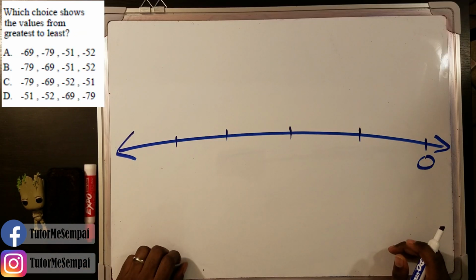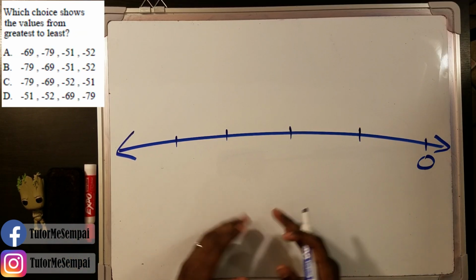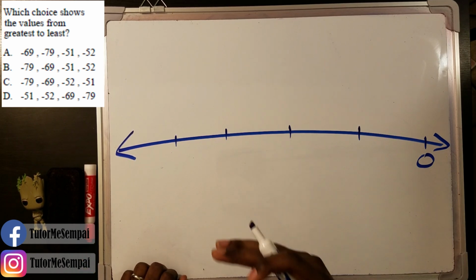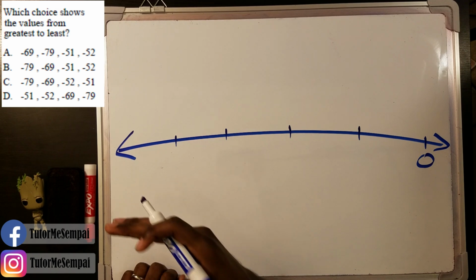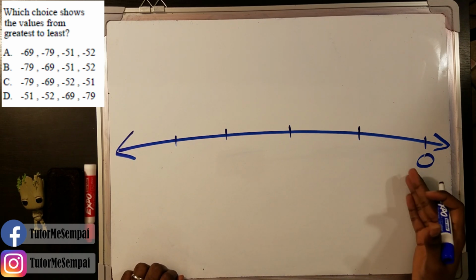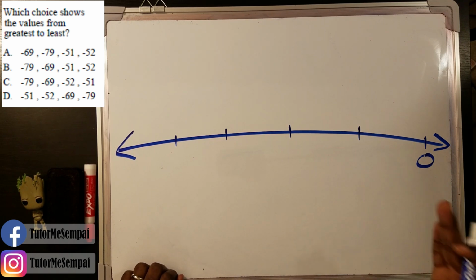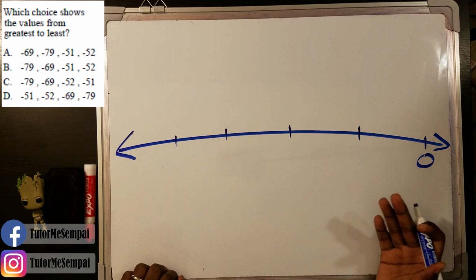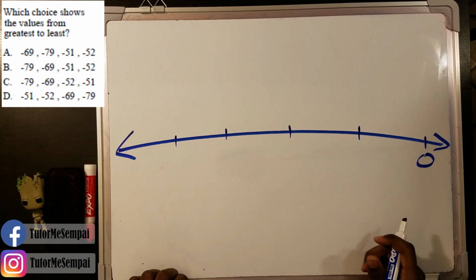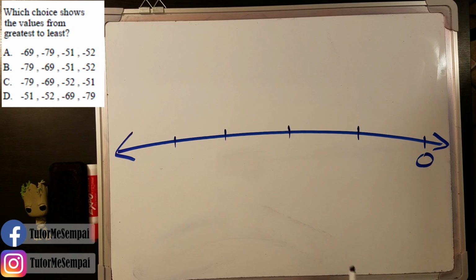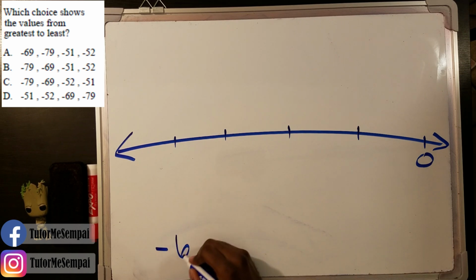So let's look at one more example of comparing negative numbers using our number line. This question says we're trying to find which choice gives us our values from greatest to least, biggest to smallest. And remember, biggest means we're higher on the number line. Smallest means we're lower on the number line. Just like you would for positive numbers, the same thing is true for negative numbers. So I'm just going to write our numbers here, and then we're going to put them on our number line in the correct order.